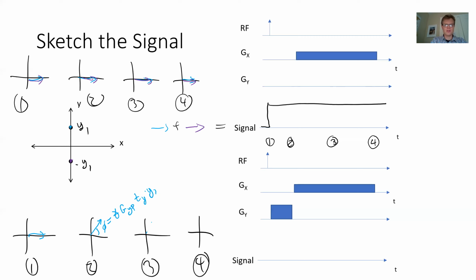And then after that y gradient is turned off, it's just going to stay at that same position here, because just like the example above, the x gradient has no effect at x equals 0. And then our other part of our object here rotates exactly in the opposite direction by exactly the same amount in this setup, because it's at negative y1. So it's going to be at the same negative phase angle here.